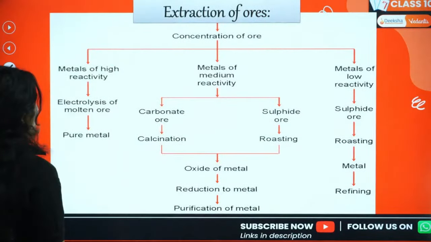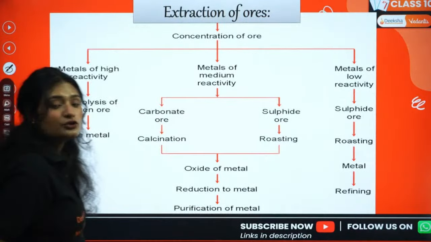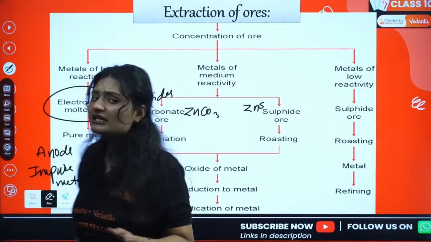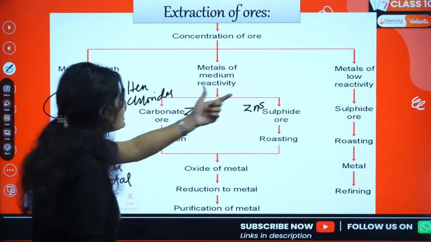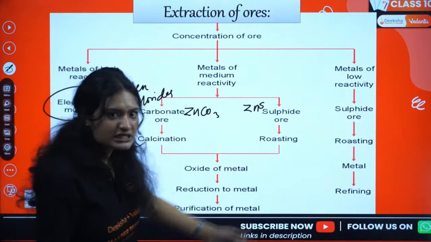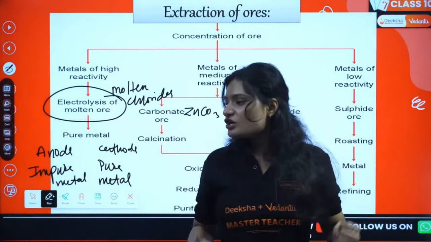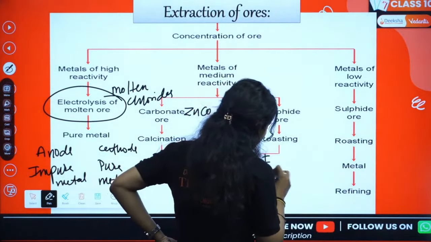Next, extraction of ore. Firstly, we remove all the impurities: sand, dust, particles, everything. After that, we extract metals which are present as their sulfide or carbonate ores. So for sulfide ores you do roasting. What is roasting? We heat the metal ore in excess of oxygen.